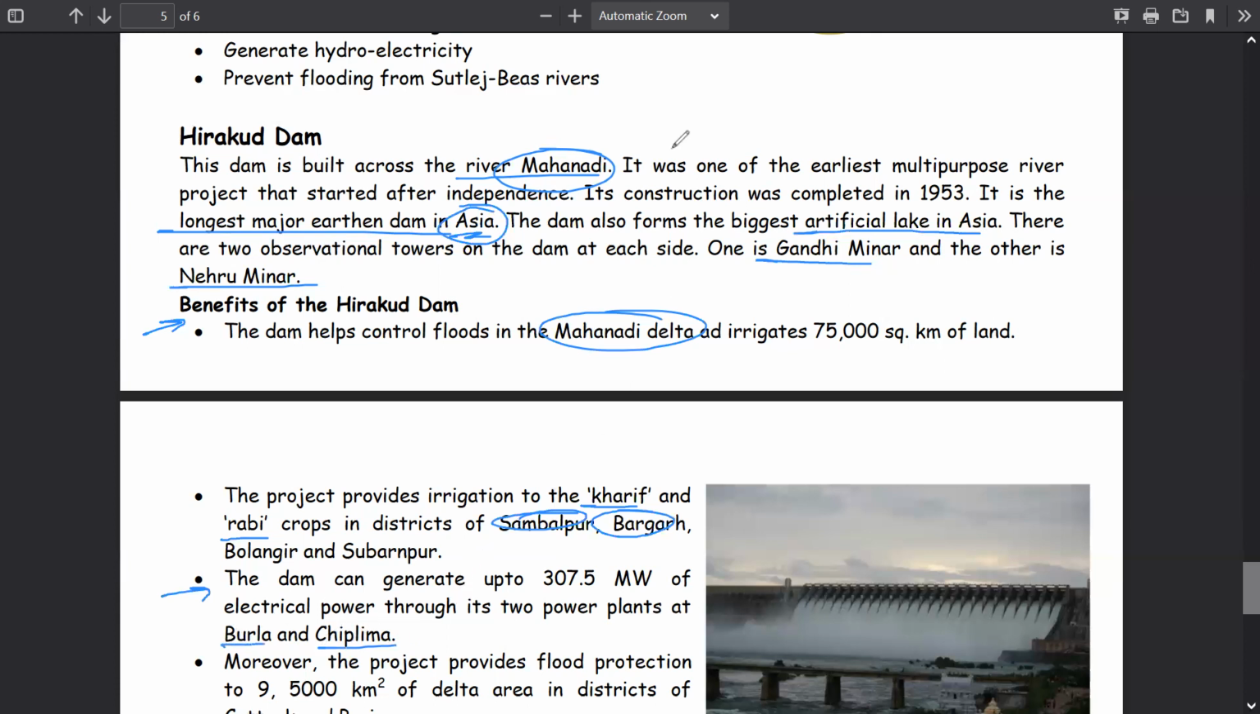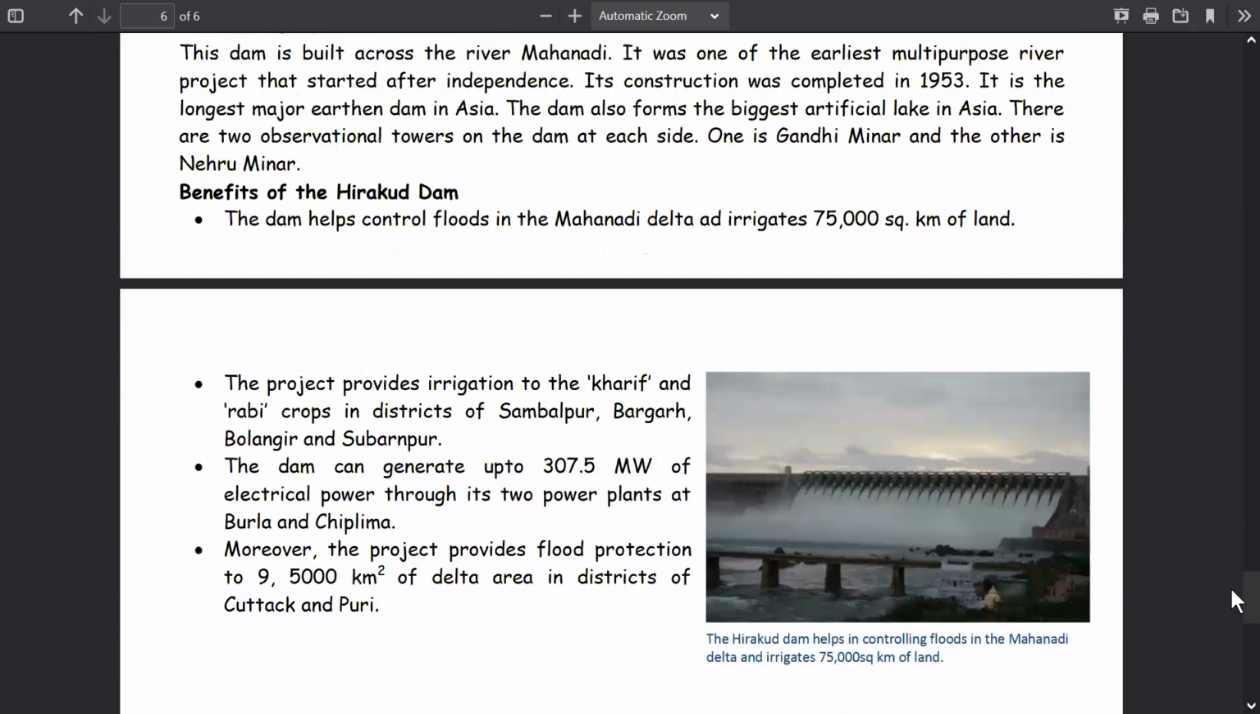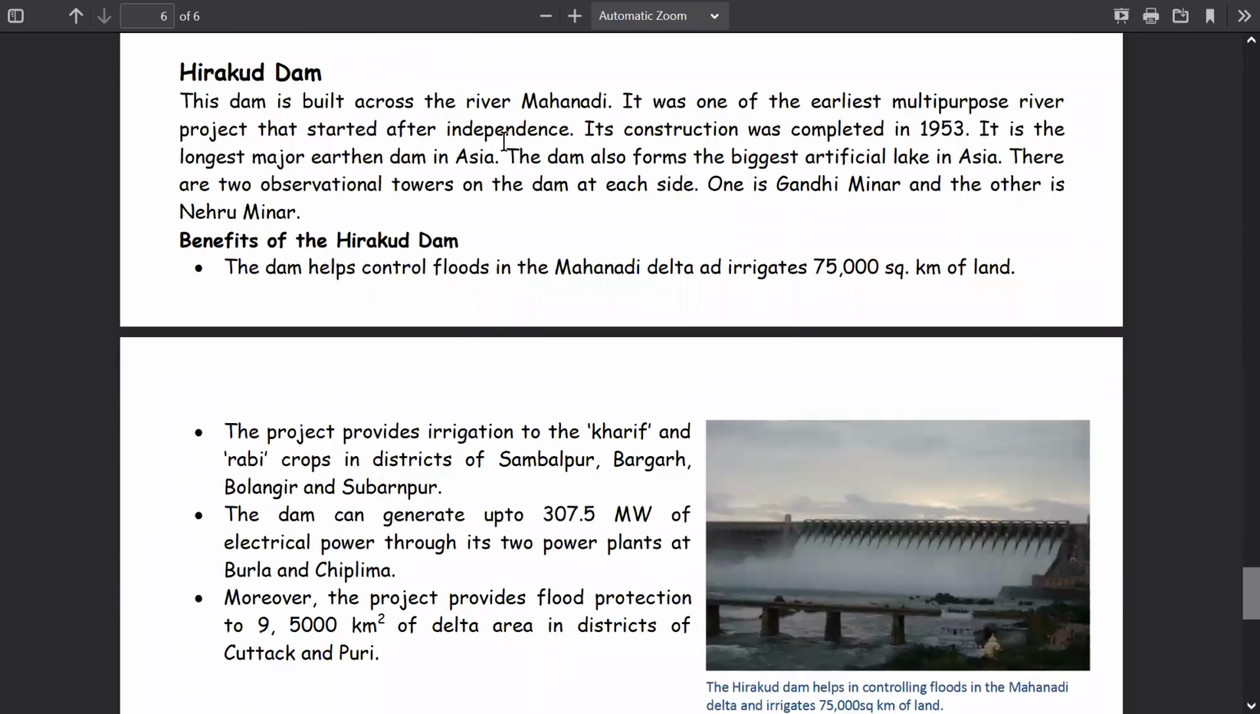Okay, so let's scroll down. Ahead, there are a lot of technical terms. You don't need to remember them. Only remember these three points. So that brings us to the end of this video.